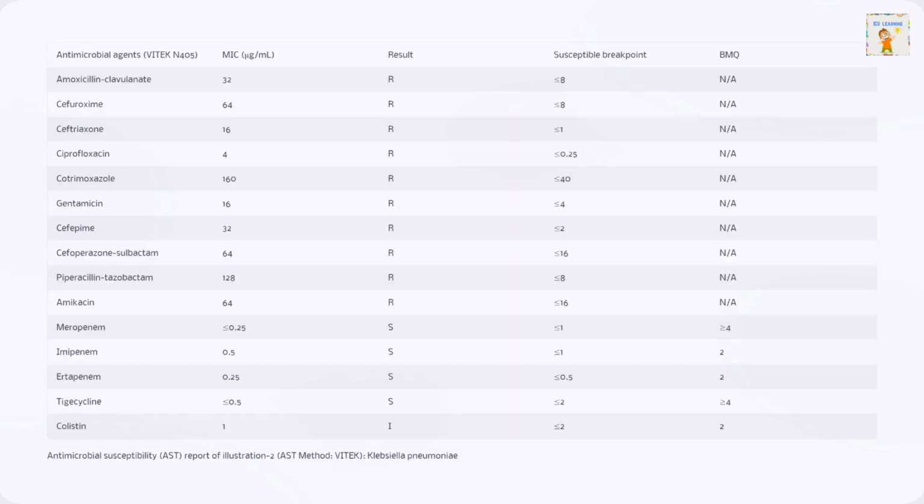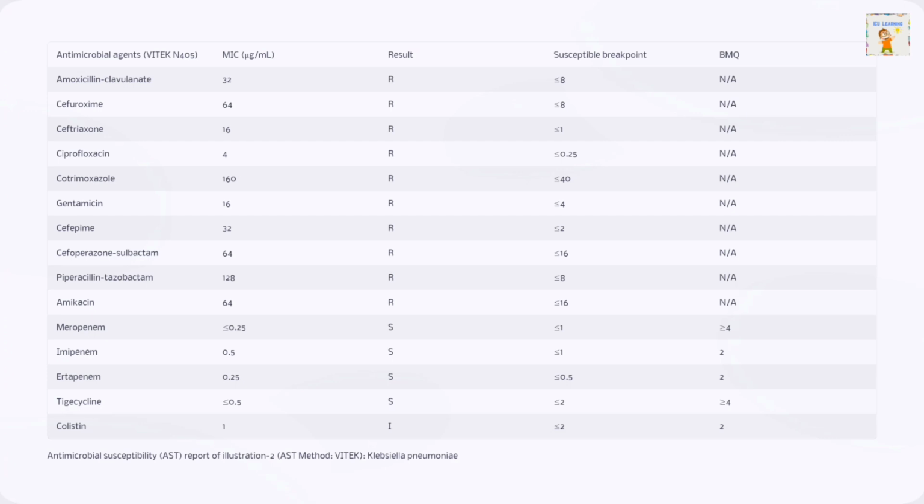This information is generally available. These breakpoint cards are available with all the microbiology laboratories where Vitek systems are being used, and you should ask for these breakpoint numbers to get more information when you are taking a decision to start any antibiotics.